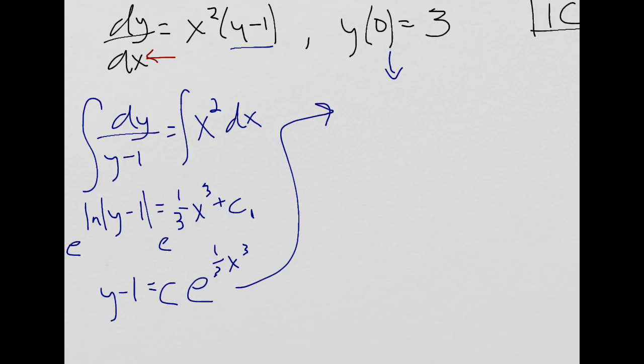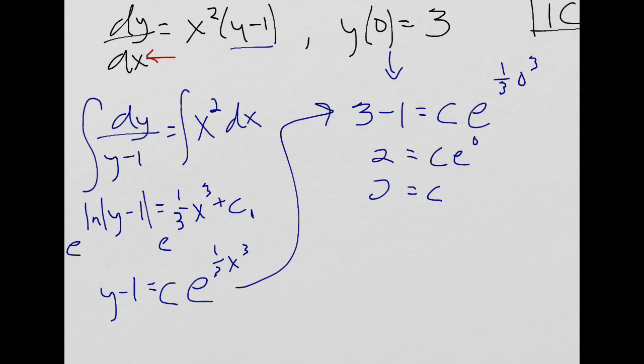So I know that y is 3 minus 1 equals c times e to the 1/3 times 0 cubed. So all I did was I plugged in 0 for x and 3 for y. And I'm using that to solve for c. So I get 2 equals c times e to the 0. Well, e to the 0 is just 1. Anything to the 0 is 1. Well, mostly. So I get c equals 2.